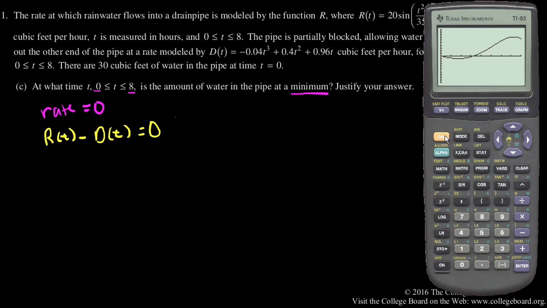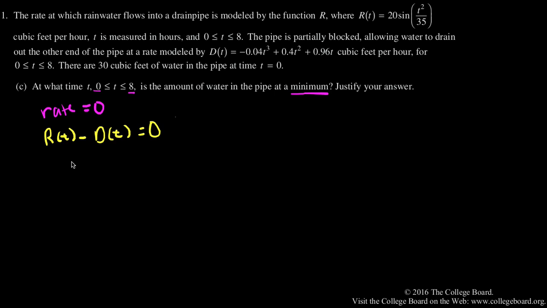So I can do second calc, zero, go close to my 0, and pick a point that I know is left of that. I can see that this is negative here, so I've gone past the 0. Pick a point to the right of my 0. I know that's right of my 0 because that's positive. And then pick a guess that's as close to the 0 as I can. That's pretty close. And it tells me that this happens at approximately 3.272 hours. So let me write that down there. T is approximately 3.272 hours.